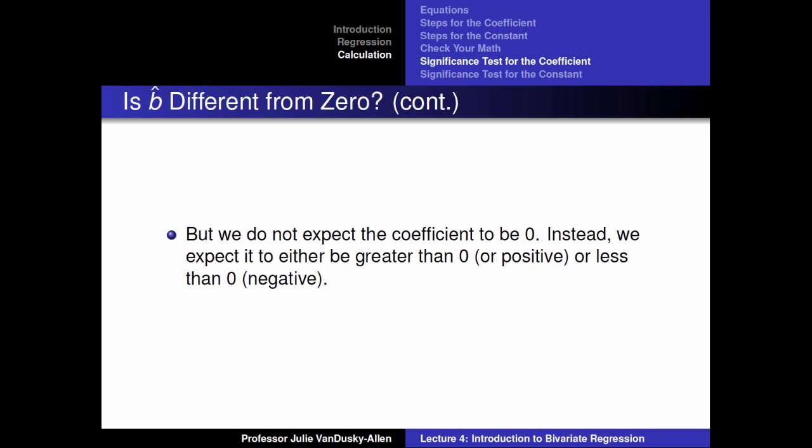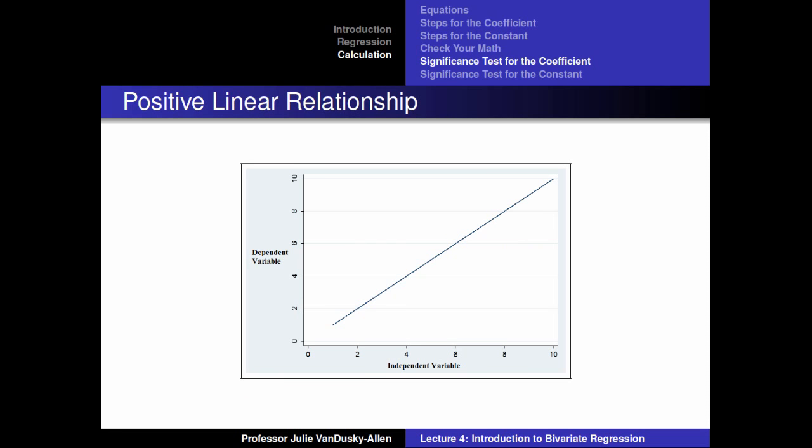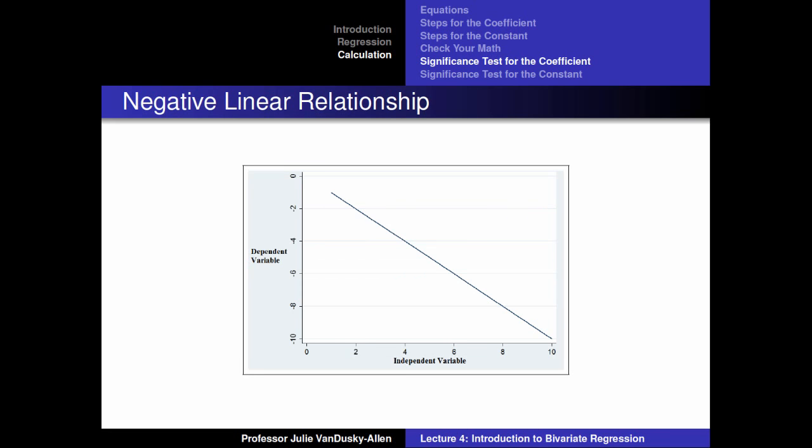However, based on our hypothesis, we do not think the coefficient is 0. Instead, we expect it to either be greater than 0 or positive, or less than 0 or negative. If the coefficient is positive, then we say that as the independent variable increases, the dependent variable increases. Note that if this was the case, the coefficient or slope, or b hat, would be positive. That is why we say this would be a positive relationship. If the coefficient is negative, then we say that as the independent variable increases, the dependent variable decreases. Note that if this is the case, the coefficient or slope would be negative. That is why we say this would be a negative relationship.